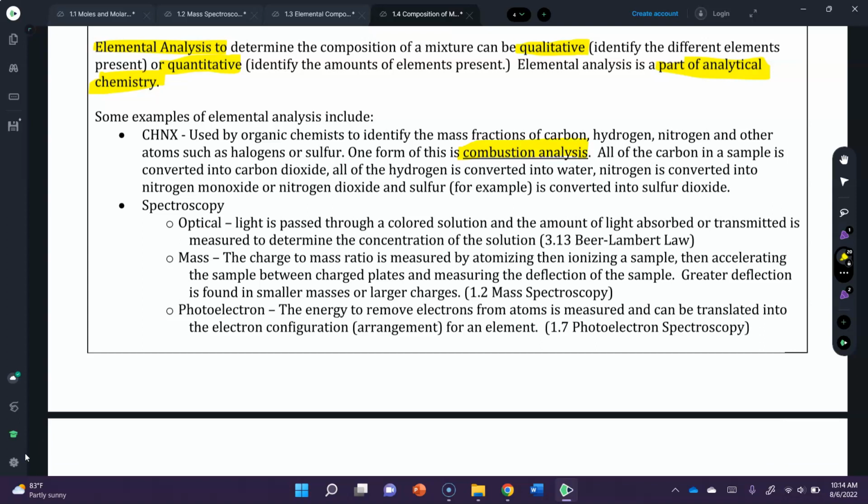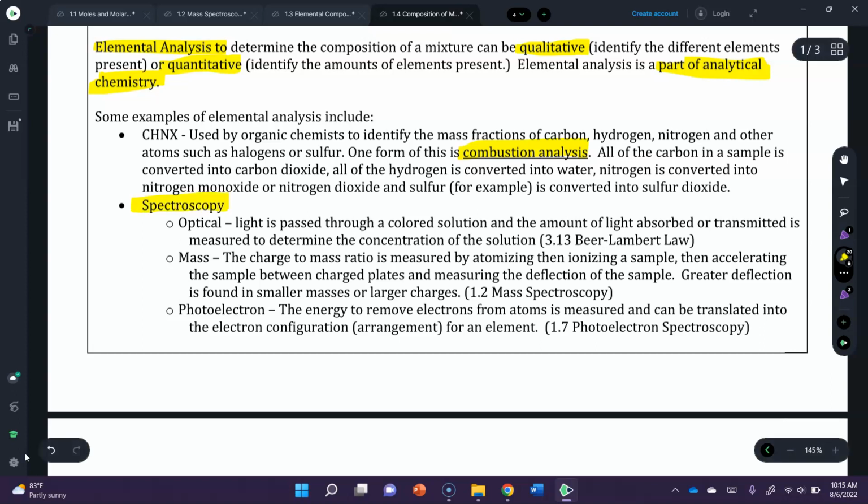All of the carbon in a sample is converted into carbon dioxide, and all of the hydrogen is converted into water. Nitrogen is converted into nitrogen monoxide or nitrogen dioxide, and sulfur, as an example, is converted into sulfur dioxide. And so then they look at how much of each one is produced, and that allows them to determine how much was originally present in the sample, because it's in a closed container, so nothing else is in there except oxygen. And then they light it on fire in a closed, controlled system, so you don't lose any of your carbon, hydrogen, nitrogen, or other elements in the compound, and you don't accidentally add contaminants either.